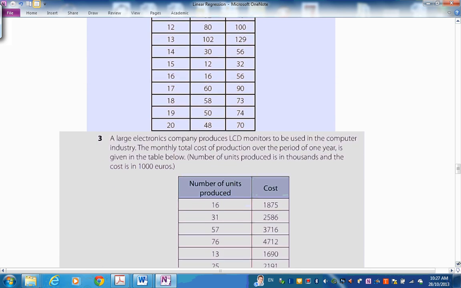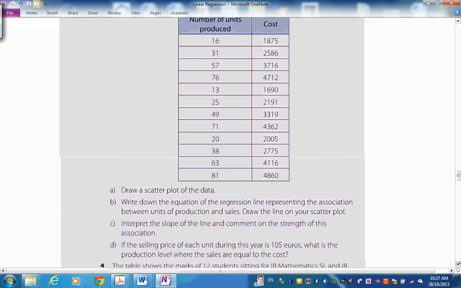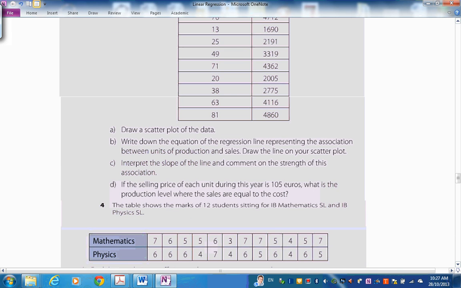Let's have a look at question 3. Okay, so there's your data. Need to actually put that into list 1 and list 2. Here, independent and dependent. And here's what they want you to do with it in question 3.